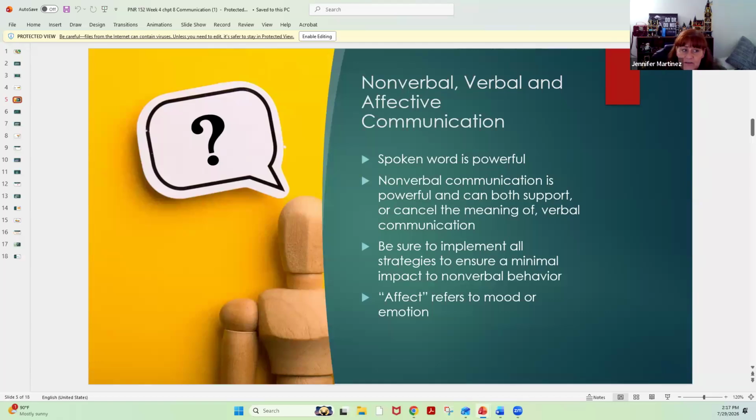Nonverbal communication is very powerful as well. The nonverbal is our body language. And if our verbal and our nonverbal don't match, then it can cancel the meaning of what we are saying. So we have to be really careful with making sure that our body language matches how we are speaking.